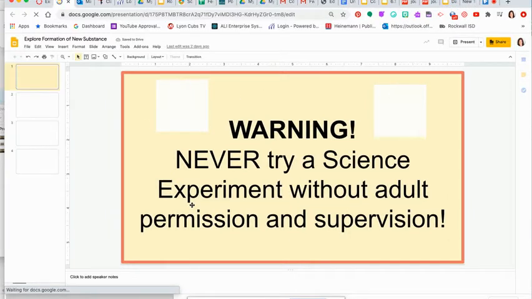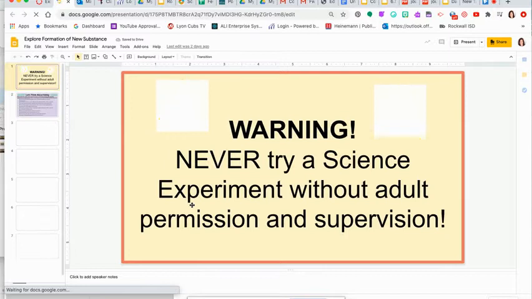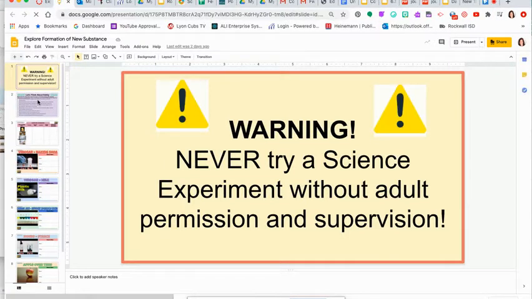Just a reminder, we should never try a science experiment without adult supervision or permission. So these things are stuff that you could do at home, possibly, but make sure that you have your parents' permission and supervision as you do them.